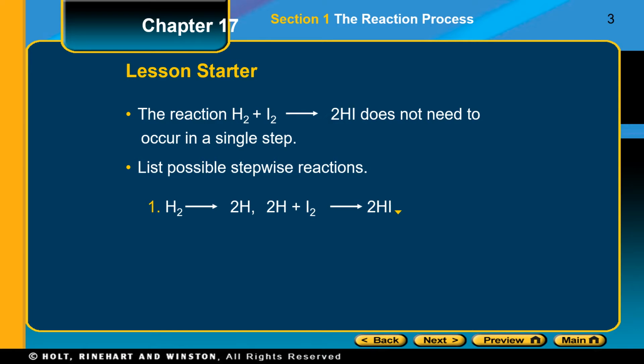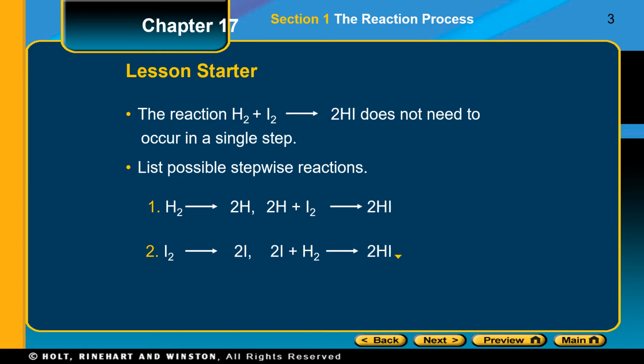And then we could have these two hydrogen atoms colliding with the iodine molecule. Maybe you could picture it maybe like one hitting from one side, one hitting from the other side of the iodine molecule, and then the iodine molecule splitting in two, and you have two hydrogen iodide molecules.